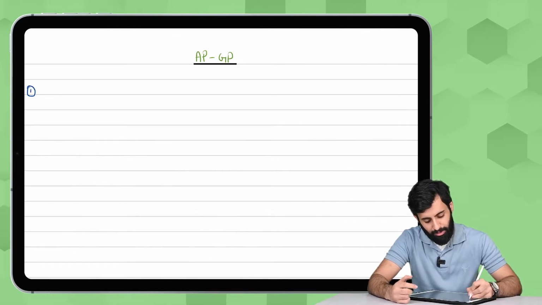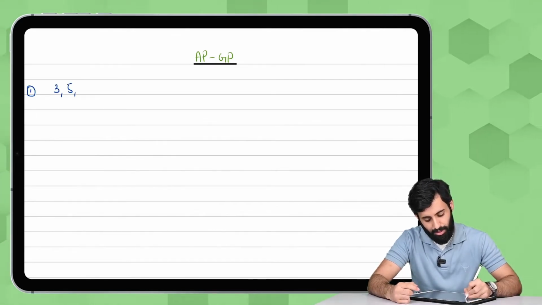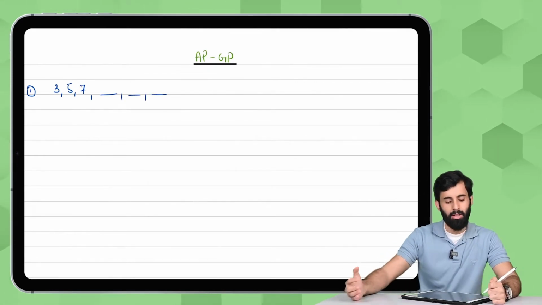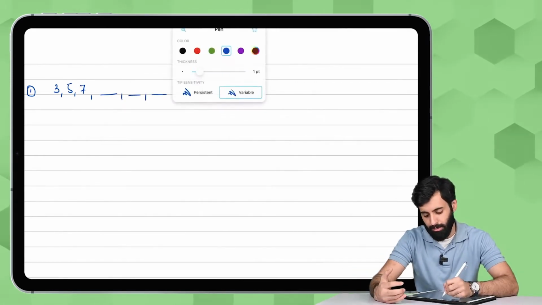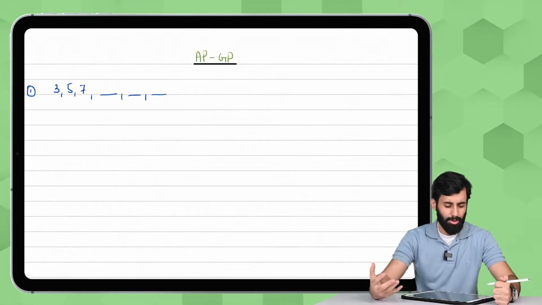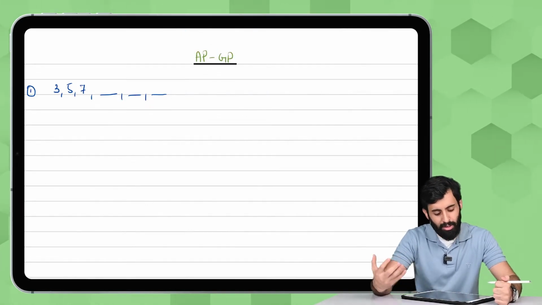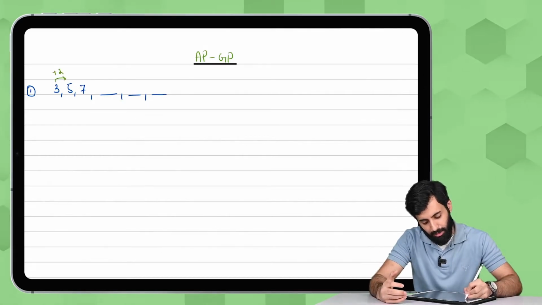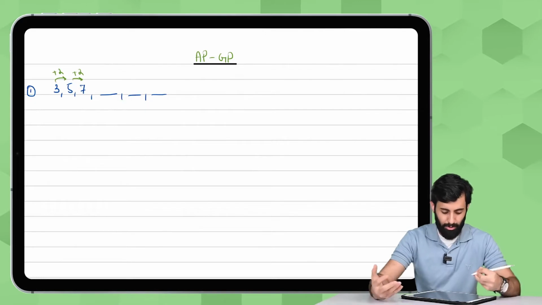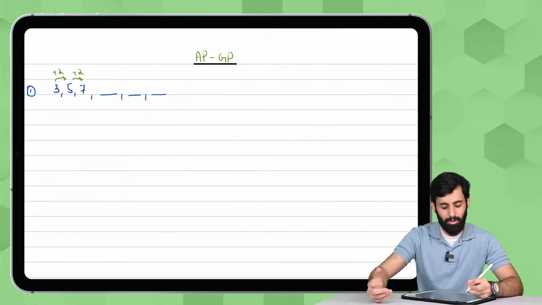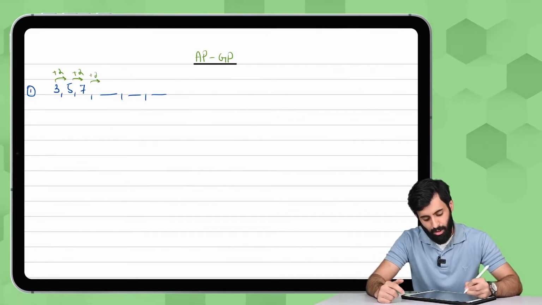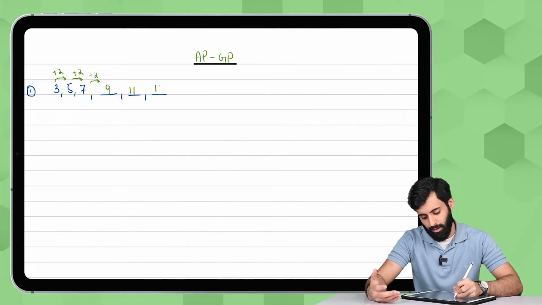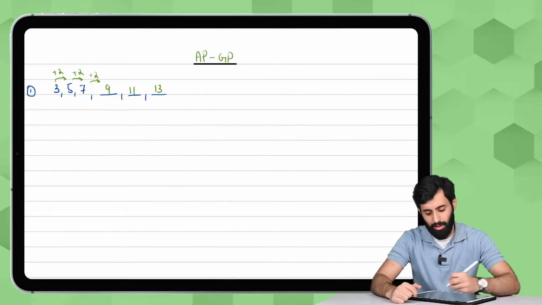Okay, so here's number one. So let's say you have 3, 5, 7. Now if someone asks you, following the same trend, can you identify what the next three terms are going to be, then I'm sure this is a no-brainer. So 3 to 5, you're going by adding 2. And then you're doing the exact same thing when you're going from 5 to 7. So we're going to continue on this trend, and we're going to add 2 to 7, so we get 9, and then we add 2 to 9, so we get 11, and then we add 2 to 11, so that we get 13.